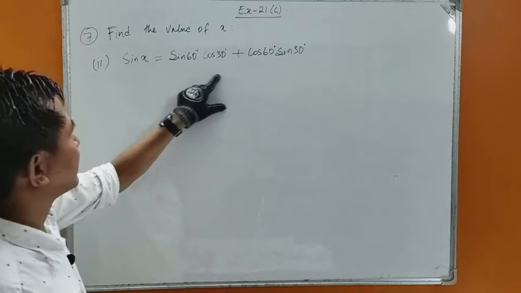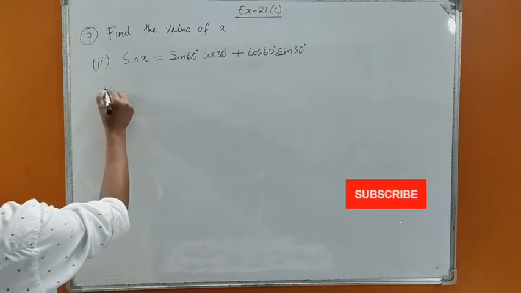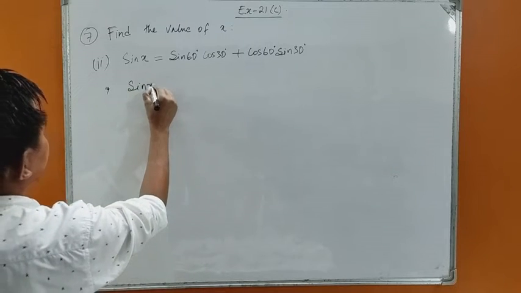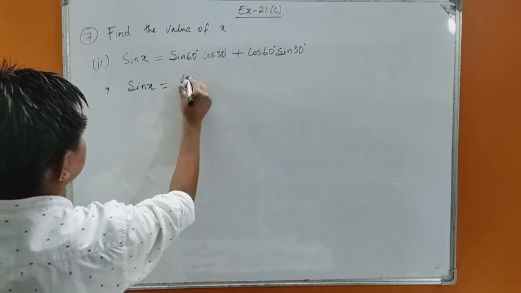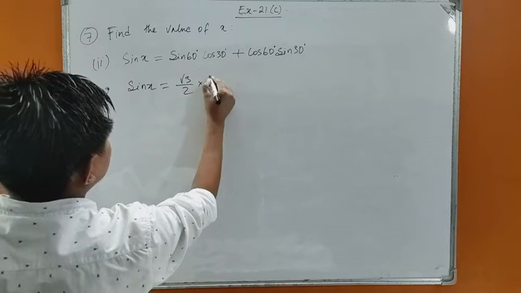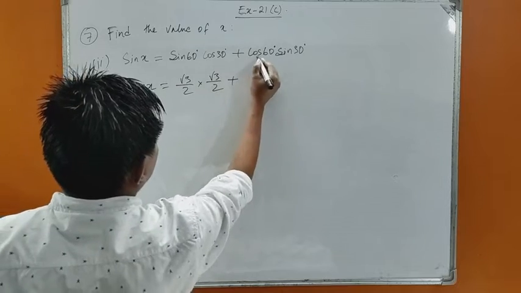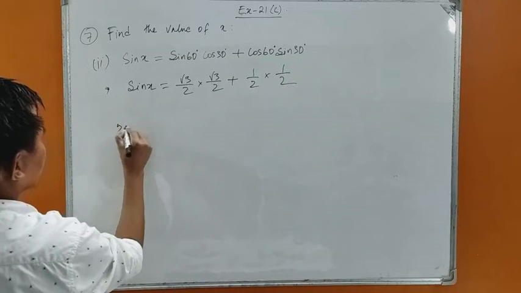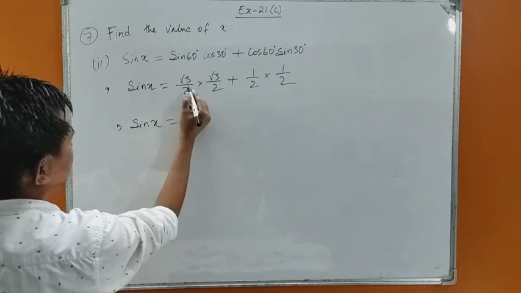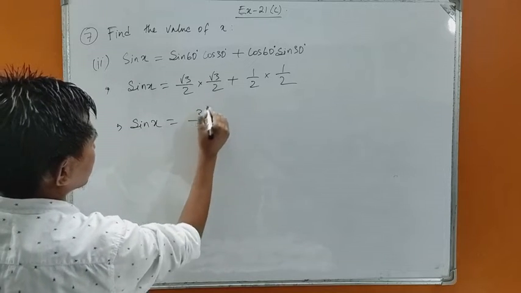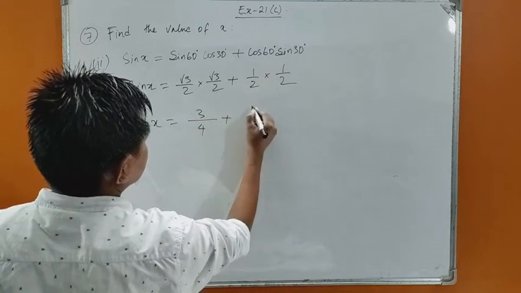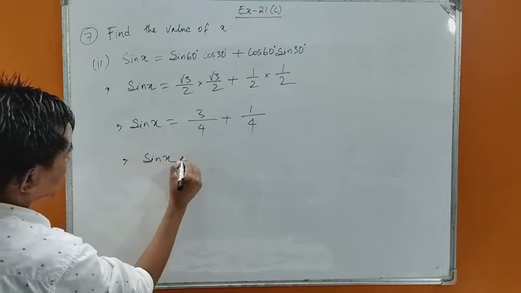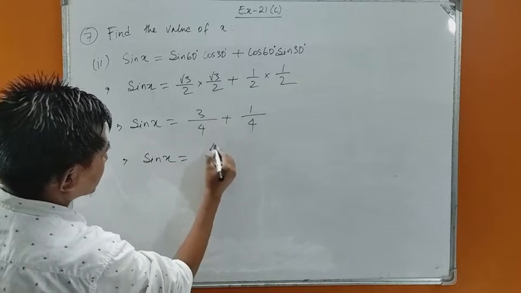We are asked to find the value of x from this equation, isn't it? So sin x equals sin 60, which is root 3 by 2, into cos 30, which is root 3 by 2, plus cos 60, which is 1 upon 2, into sin 30, which is 1 upon 2. So sin x equals root 3 into root 3, that is 3, over 2 times 2, which is 4, plus 1 into 1, that is 1, over 4. So sin x equals 3 plus 1 over 4.